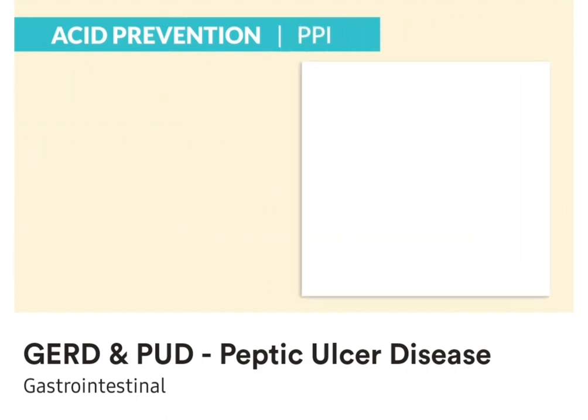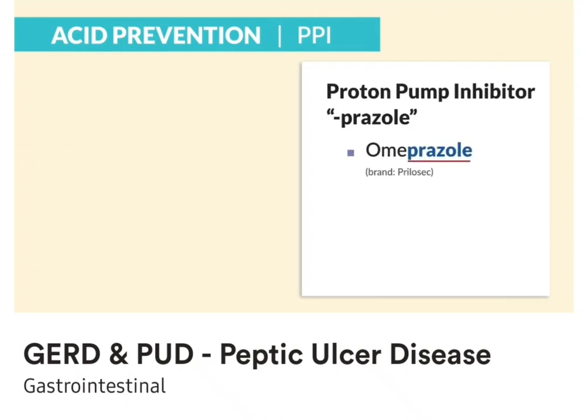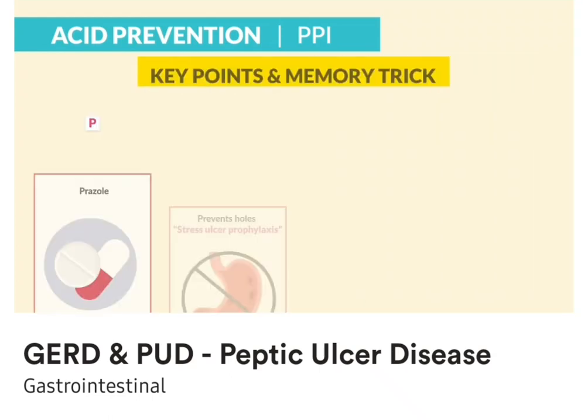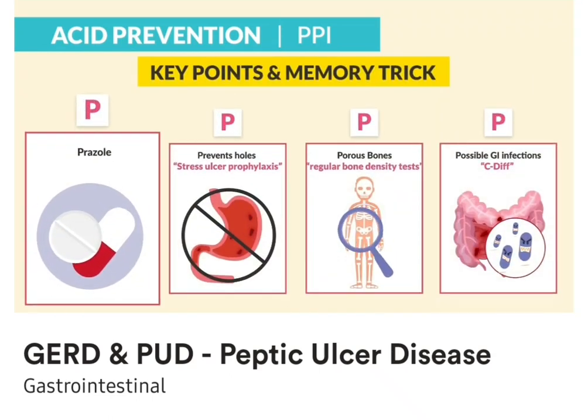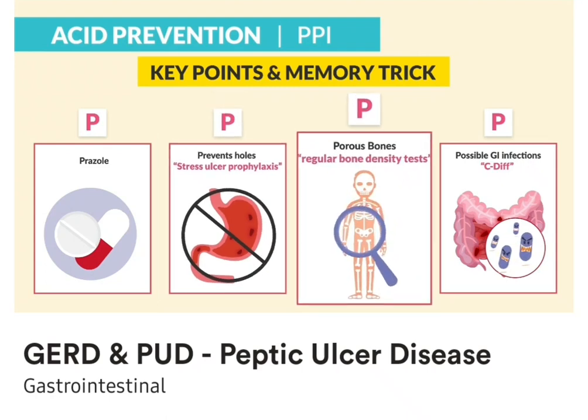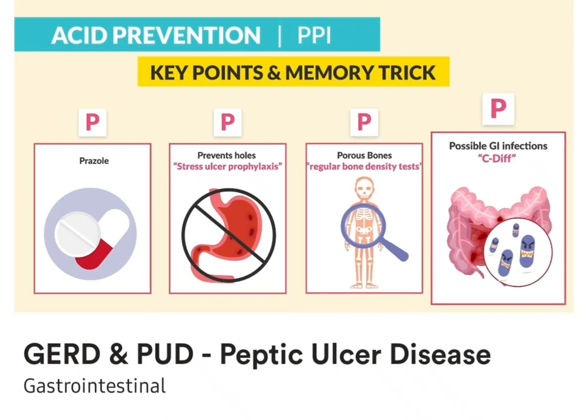Now for the famous PPIs, the proton pump inhibitors, ending in prazole, like omeprazole, brand name Prilosec, or esomeprazole, brand name Nexium, and the famous pantoprazole, brand name Protonix. Now the key points are the 3 P's of prazoles. P for prevents holes. So guys, a key word here is stress ulcer prophylaxis. P for porous bones. So we get regular bone density tests. And P for possible C. diff, or Clostridium difficile infection.